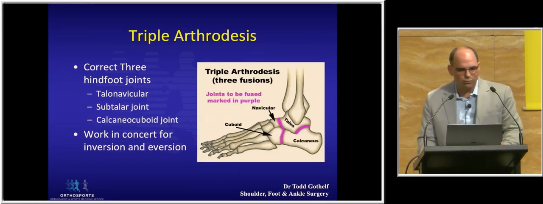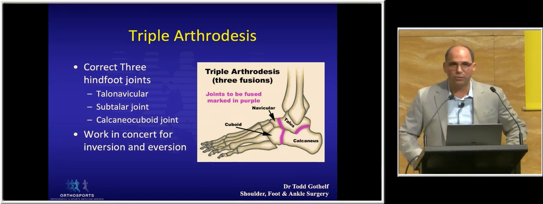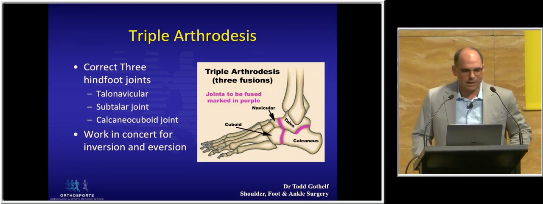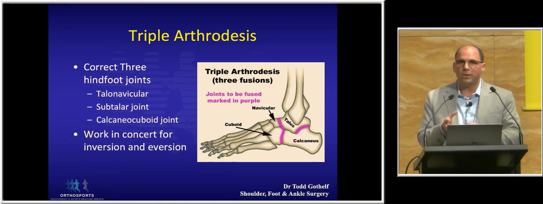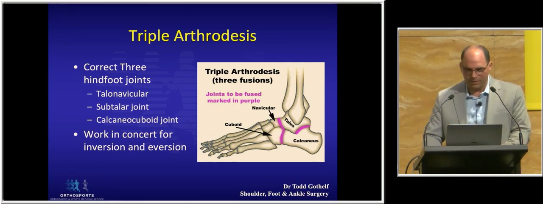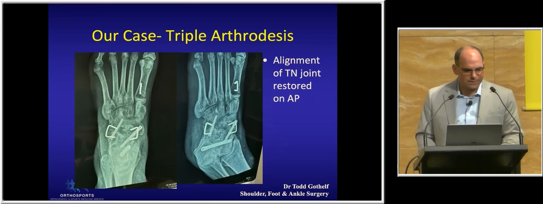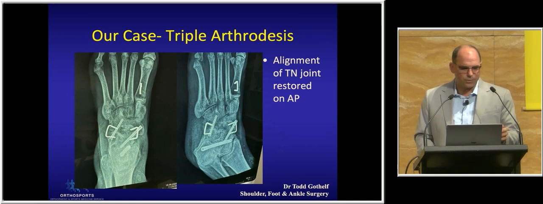So we want to do a triple arthrodesis, which corrects 3 joints in the hind foot: the talonavicular joint, the subtalar joint, and the calcaneocuboid joint. These joints work in concert to help the foot adapt to uneven surfaces with inversion and eversion. And so with a cavovarus foot with lots of inversion, we correct that, correcting the joints and their alignment to get the foot plantigrade. So here you can see the case with a triple arthrodesis. You can see the hardware used to fuse the calcaneocuboid, talonavicular, and subtalar joints.